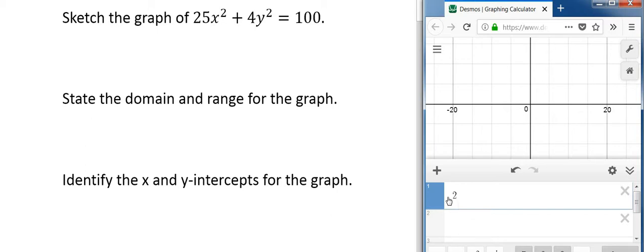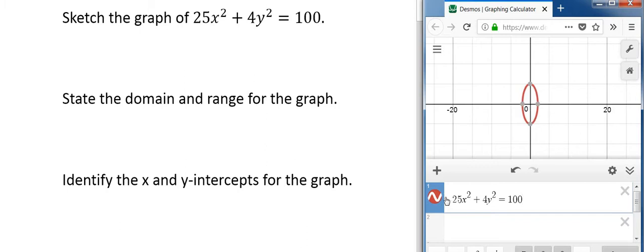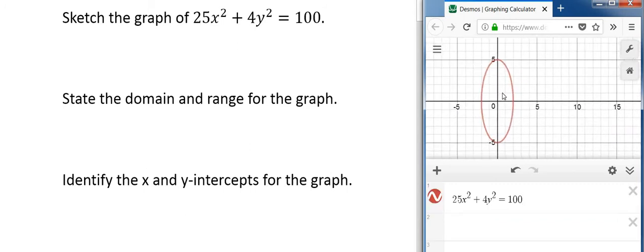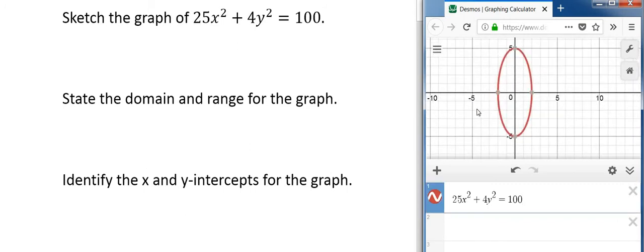You can just type it in. I'm just using my keyboard on my computer. So 25x squared plus 4y squared, and I'm just using the caret symbol on my keyboard to do those exponents. That's how I'm doing that. There are buttons on the calculator you can use, but I usually find it's easier to do it right on my keyboard. Hey, there is our ellipse, right? And I can zoom in and out a little bit, move it around.